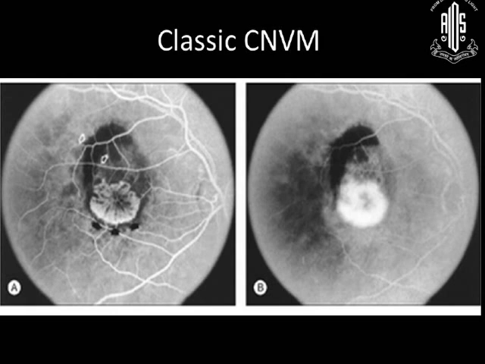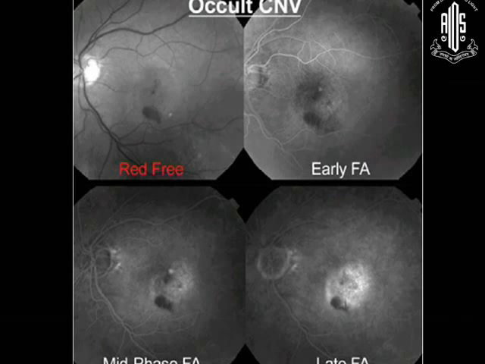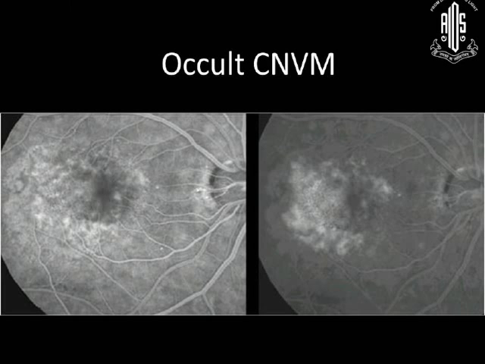it will tell us that. Then occult CNV. It is concealed and hidden type of occult CNV. There is a specific red-free picture, and then the early phase of fluorescein angiography, mid phase and late phase will tell us about the pattern of fluorescein angiography. Then it is again a concealed choroidal neovascular membrane, where we can see the definite pattern in fluorescein angiography in the late phase.